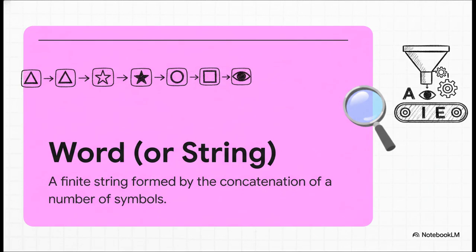All right, now we can actually start building something. When we take symbols from our alphabet and line them up in a sequence, we create what's called a word, or what programmers usually just call a string. These are the sequences our machine is going to read and analyze, one symbol at a time.